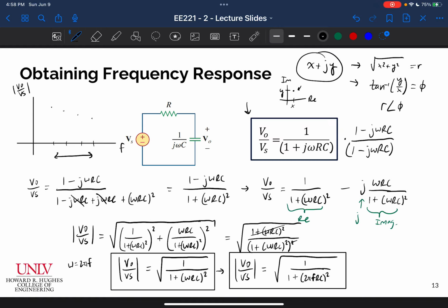Okay, so I'm going to go ahead and end this video here. I know this one's gotten pretty long, but I think this was an important video, so I didn't want to cut it short. In the next video, we'll find the phase of this complex number that we discovered here. And then once we have the magnitude and the phase, we can plot our frequency response. Okay, so I'm going to go ahead and end this video.